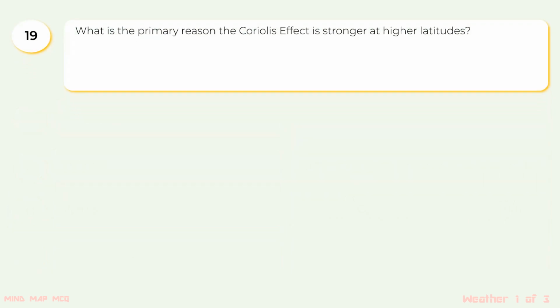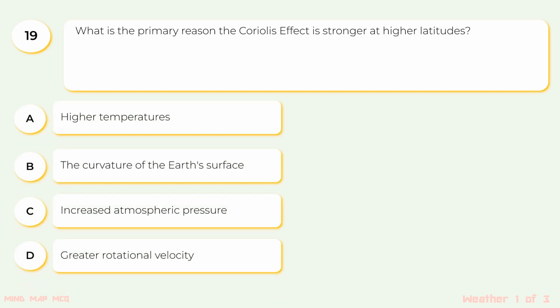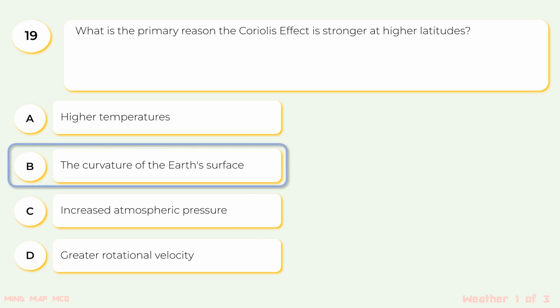19. What is the primary reason the Coriolis effect is stronger at higher latitudes? The options are A. Higher temperatures, B. The curvature of the Earth's surface, C. Increased atmospheric pressure, D. Greater rotational velocity. The correct option is B. The curvature of the Earth's surface.